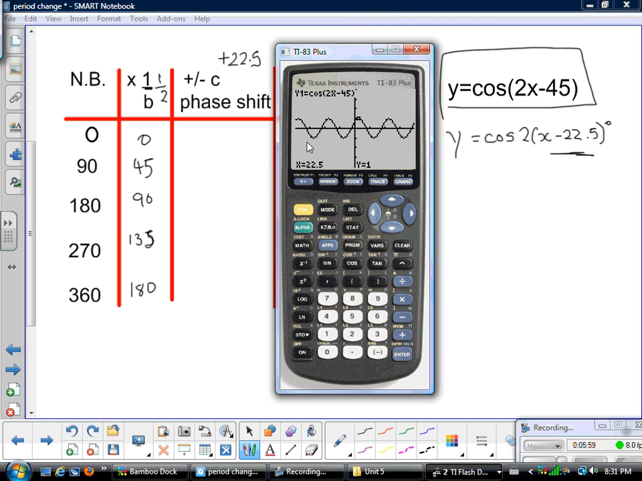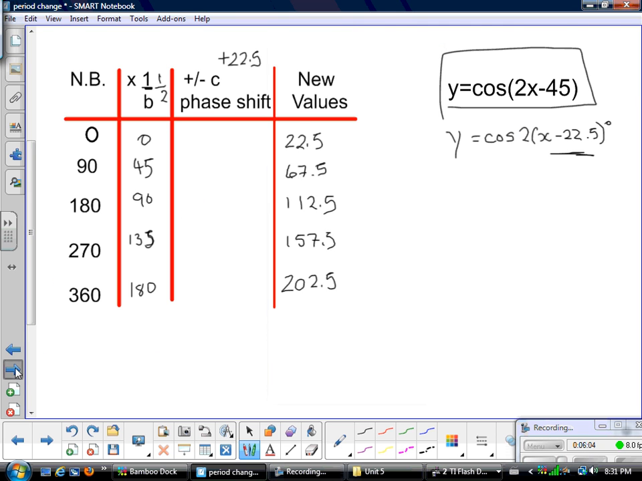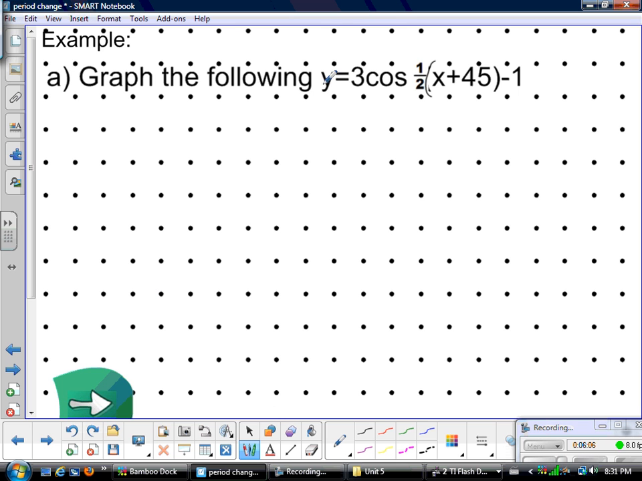Okay, so now what we're going to do is we're going to go and actually do some questions. The first one they're asking us to do is graph the following. Y equals 3 cos 1/2, there is a bracket here, x plus 45, minus 1.